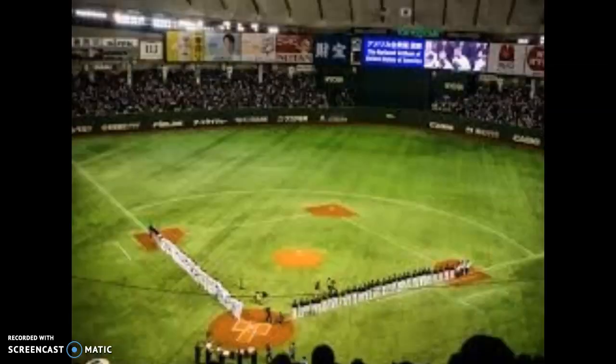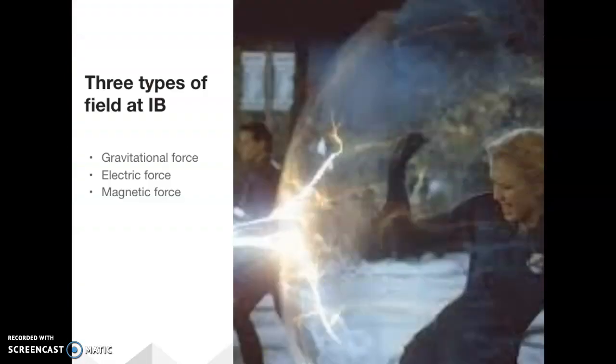The idea of a field is very common. We come across it in sports. A field is an area where an activity takes place, delineated by some boundaries. Now this is the same in physics. A field is an area where a force applies. There are three types of field at IB: the gravitational field, the electric field, and the magnetic field. These are three areas where a type of force would apply.